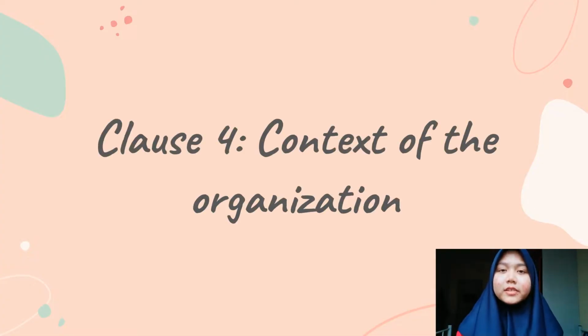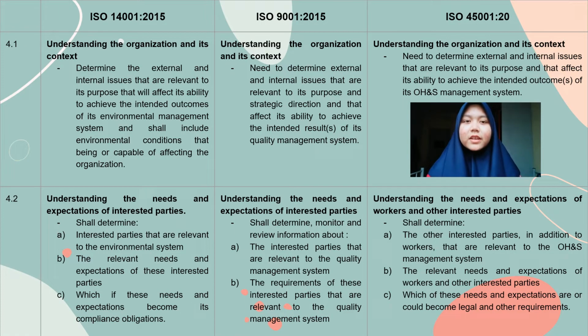Clause 4 is the context of the organization. There are 4 subclauses. The first subclause is about understanding the organization and its context. For each of the subclauses, the organization should determine the external and internal issues that are relevant to its purpose and strategic direction and that affect its ability to achieve the intended outcomes for the environmental, quality and occupational health and safety management system.